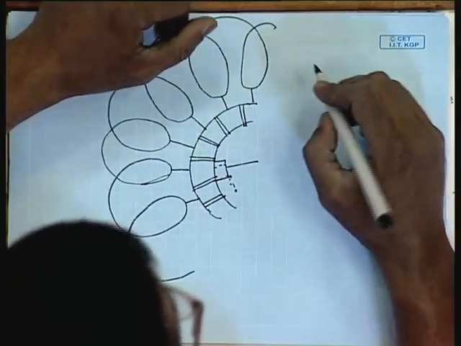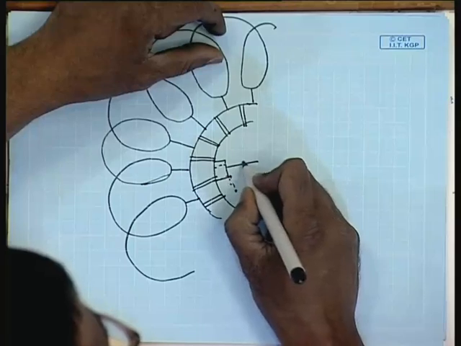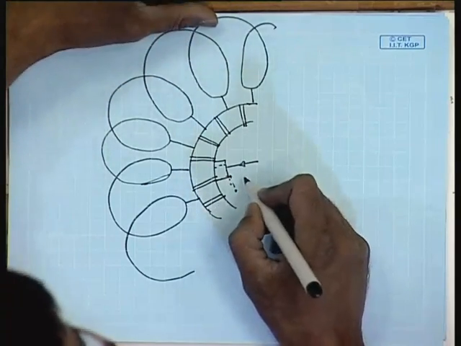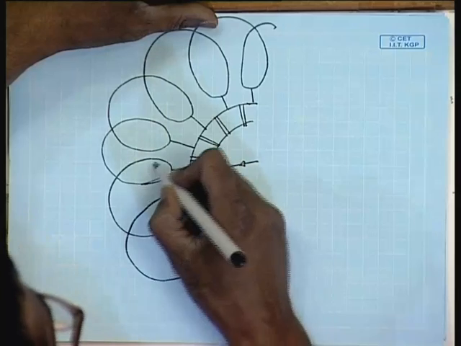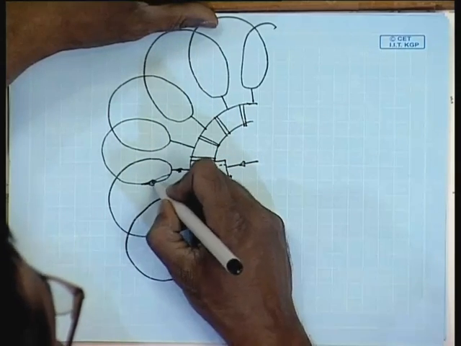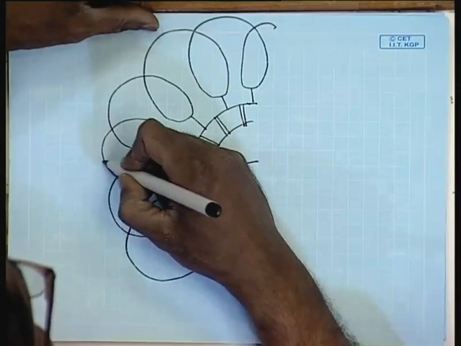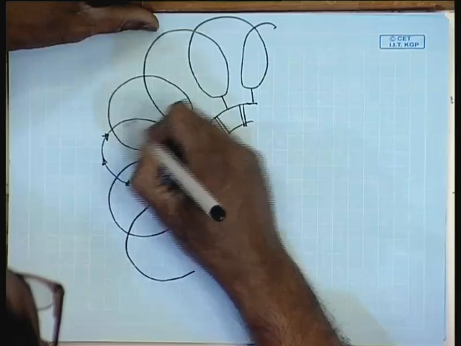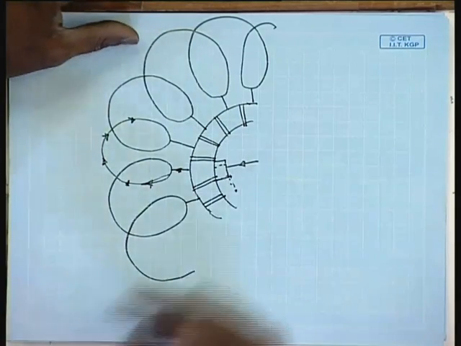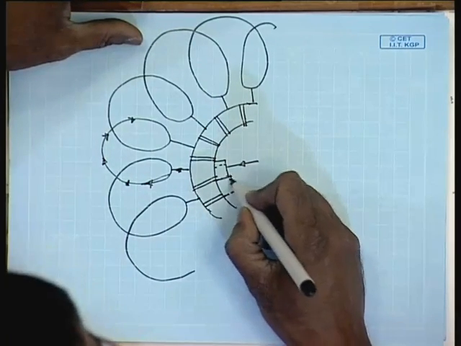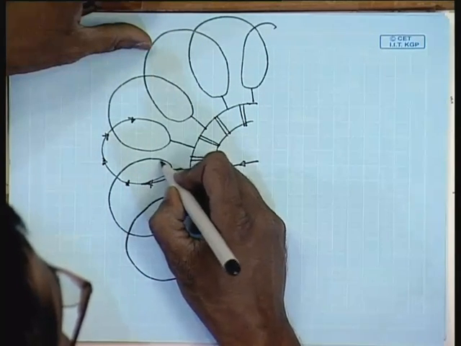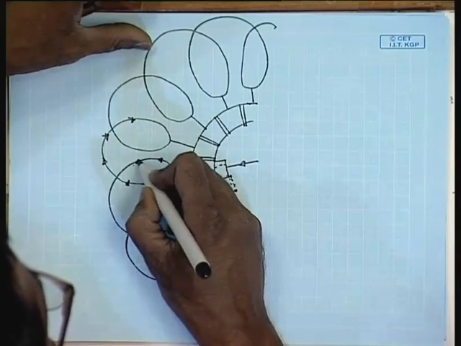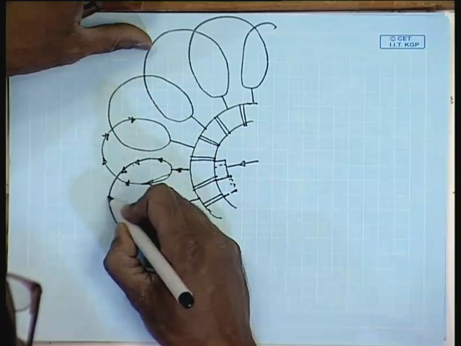Now what will be the direction of the current? Current is still coming like this, it is flowing like this. In this coil, this was the previous position of the commutator, and in this coil, it will now flow like this.